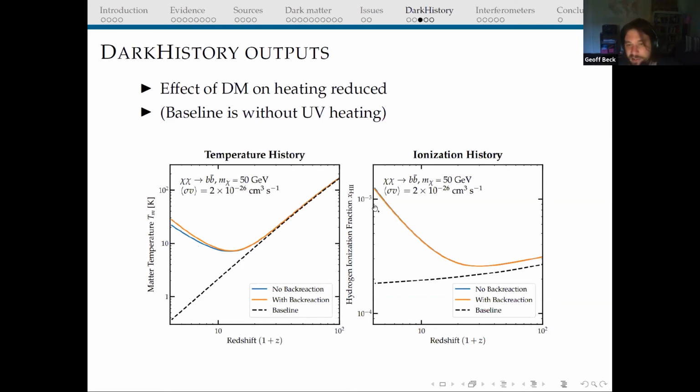But the back reaction isn't enormously important here. It can be more important in decaying models, but I'm not presenting those results at the moment. But that's just worth noting. So let's compare this to the previous results I showed.